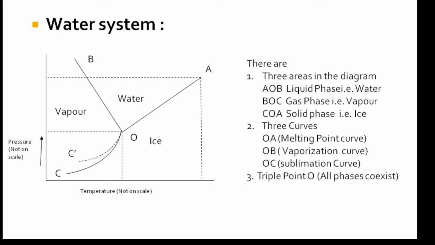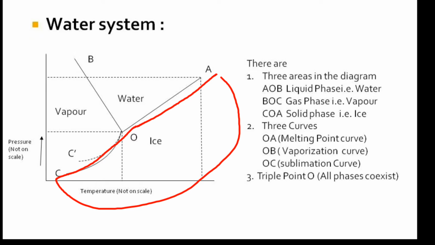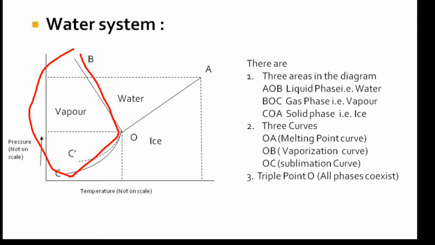Now in the diagram there are 3 areas. In area BOA, water exists, that is the liquid phase. In area AOC, ice exists, that is the solid phase of water. And in area COB, the vapor phase, that is nothing but the gaseous phase, is present.